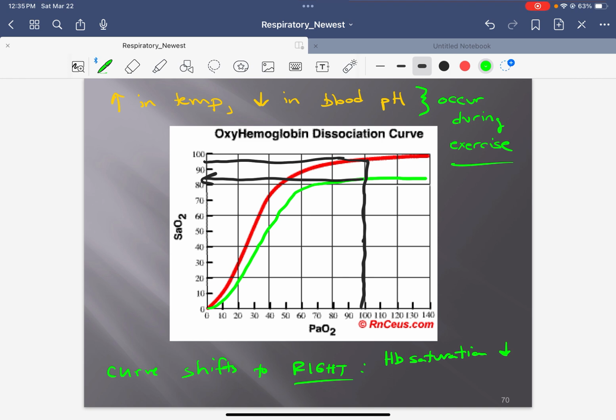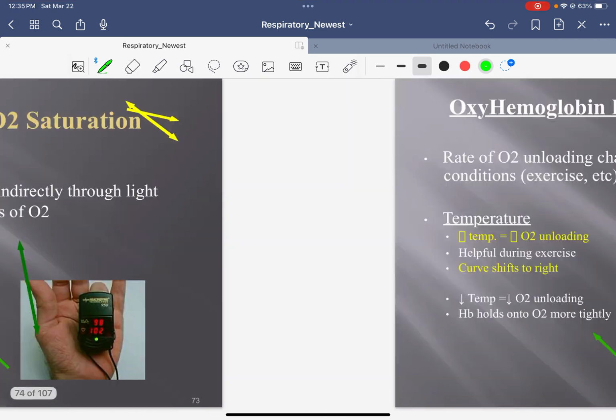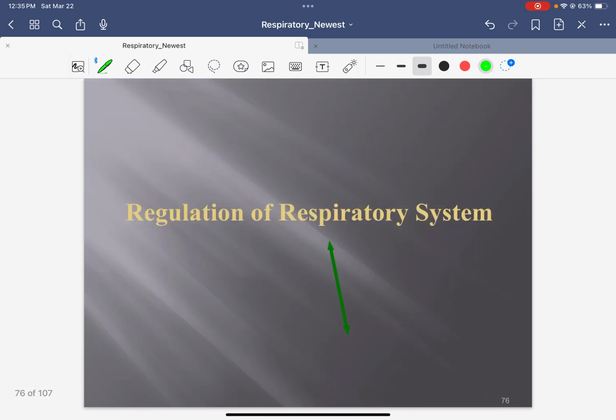But know that in these two situations, increase in core temperature and when the blood pH drops, the curve shifts to the right. And that is on purpose. We purposely want to be delivering more oxygen to the tissues. The curve shifts to the right. Okay.